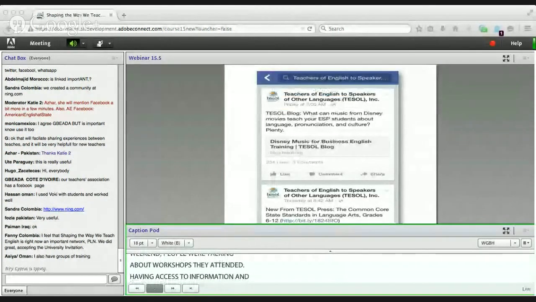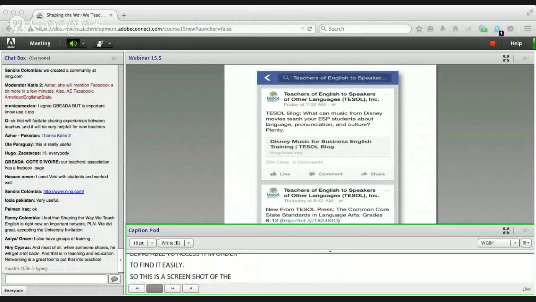So this is a screenshot of the mobile app for Facebook, which you're probably familiar with, and this is the TISO site. Again, they're posting information and resources, which can be very helpful.